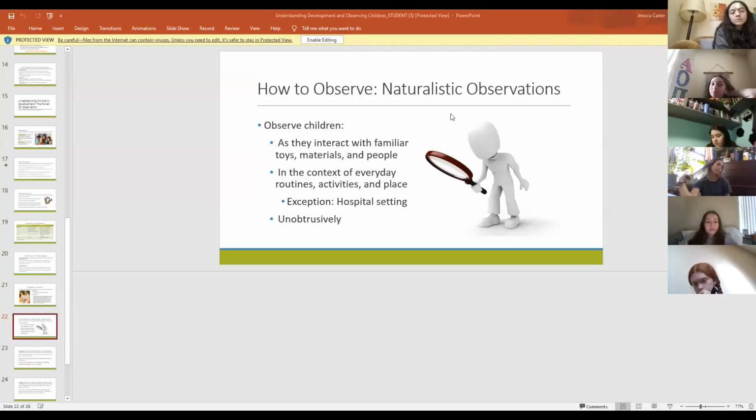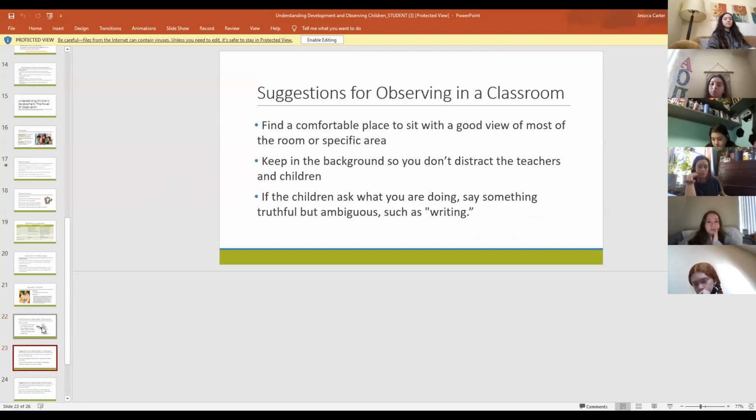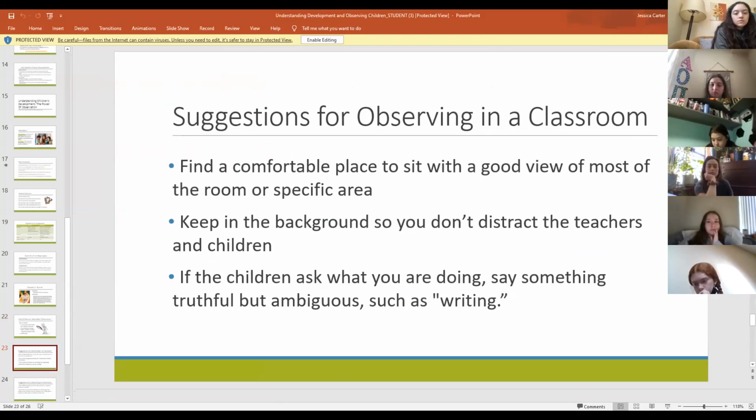So I've already said observing children in a naturalistic, unobtrusive way. And then just some suggestions for when you get to the point where you're observing in a classroom, it's important for you to be comfortable. Because again, you don't want to be hovering, you want to be inconspicuous. So a comfortable place to sit with a good view of most of the room, keeping yourself in the background so that you're not a distraction in the classroom.